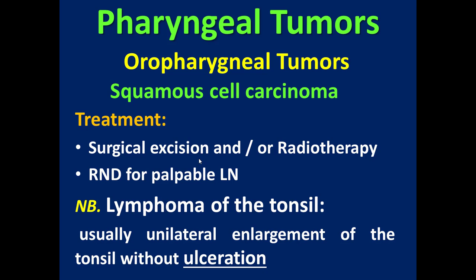Treatment is surgery, and this surgery may be supplemented by radiotherapy, and you need a radical neck dissection for palpable lymph nodes. Sometimes this lesion is squamous cell carcinoma. The second type of tumor is lymphoma of the tonsil, usually unilateral and not ulcerating.